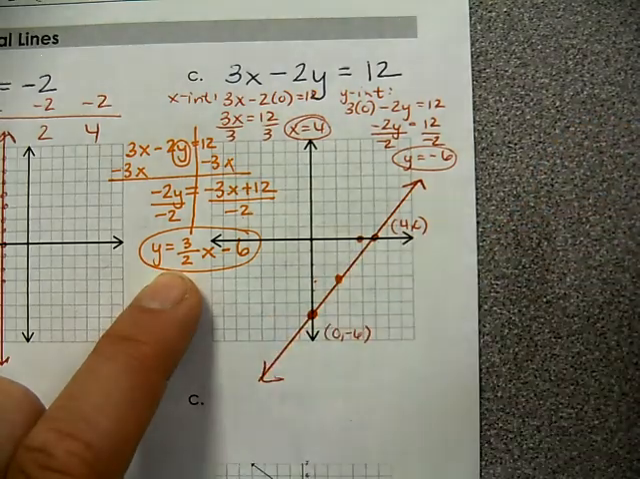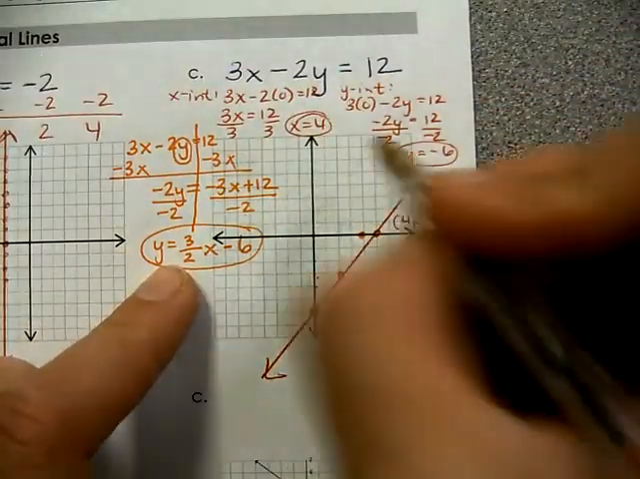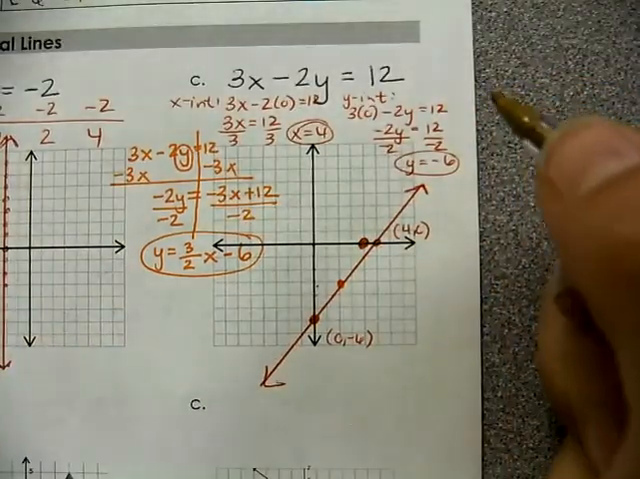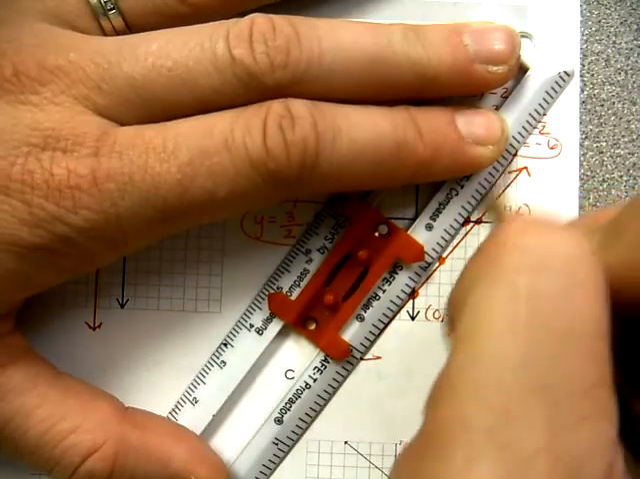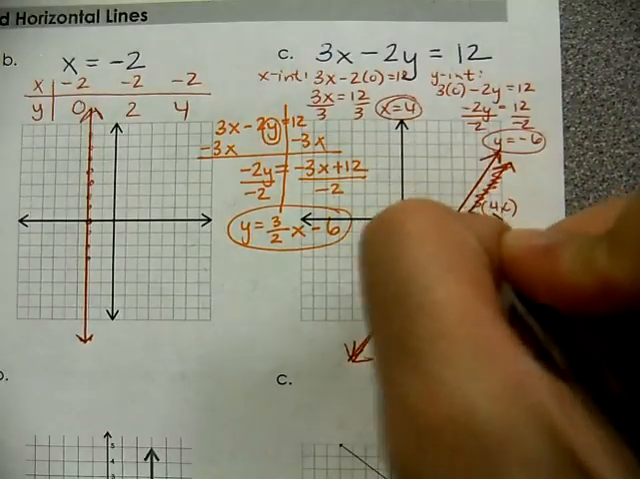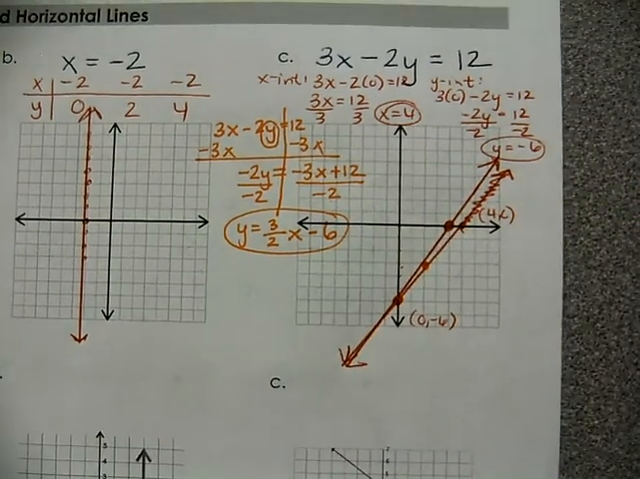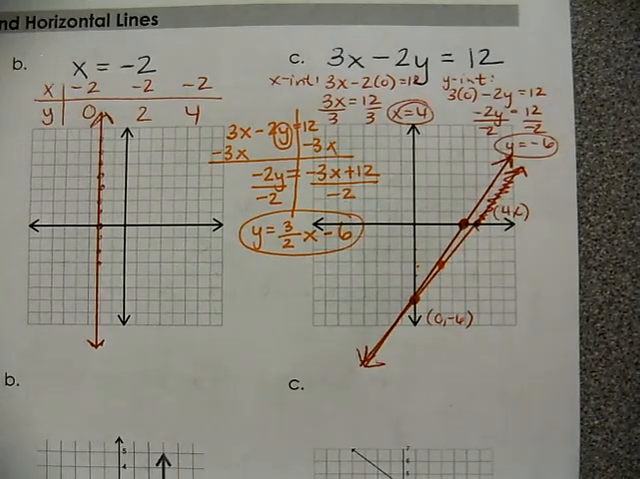Oh, it looks like I plotted this wrong. Oh, I did. I said my x-intercept was (4, 0), but I plotted it at 5. Well, it's a good thing I checked. Here we go. Let's draw that line a little bit better. This is what my line should be. I said (4, 0), but I plotted (5, 0). There we go, much better. All right, so there's 2 ways you could go about doing that.